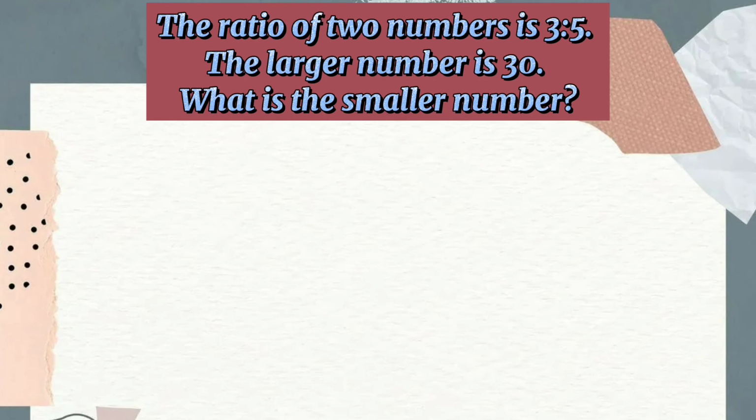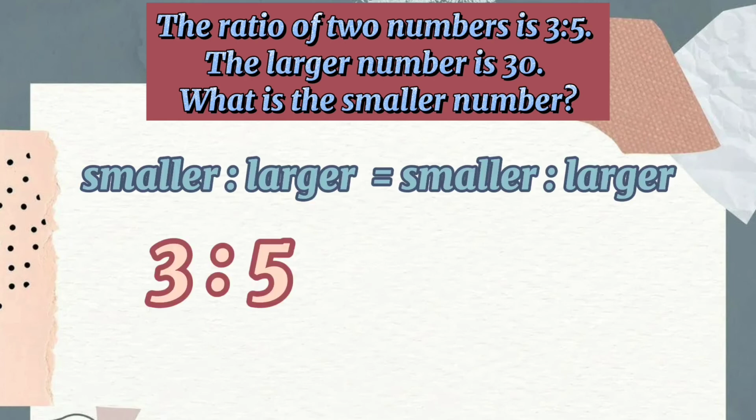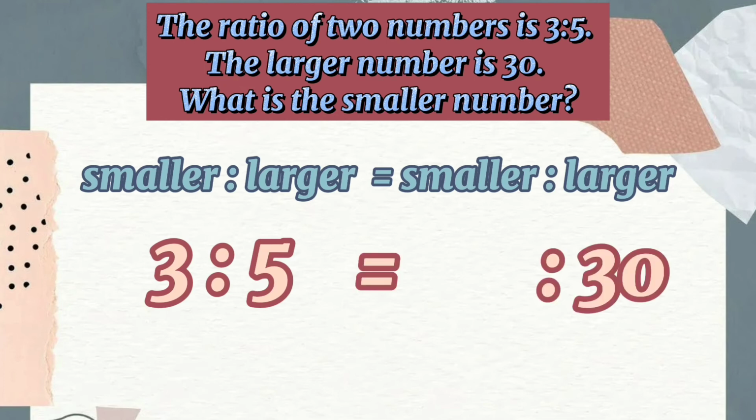Kung i-analyze natin ang ating problem, so we have the ratio of the smaller number to larger number is 3:5. Then, ibinigay ang value ng larger number which is 30. At ang hahanapin natin ay ang value ng smaller number. Kung mapapansin natin, ang ating larger number na 5 ay naging 30. Ibig sabihin, ito ay nadagdagan ng 6 na beses or times 6. Ibig sabihin, ganun din ang mangyayari sa ating smaller number na 3. Dadagdagan ito ng 6 na beses, so times 6. That's why, ang ating sagot ay 18.